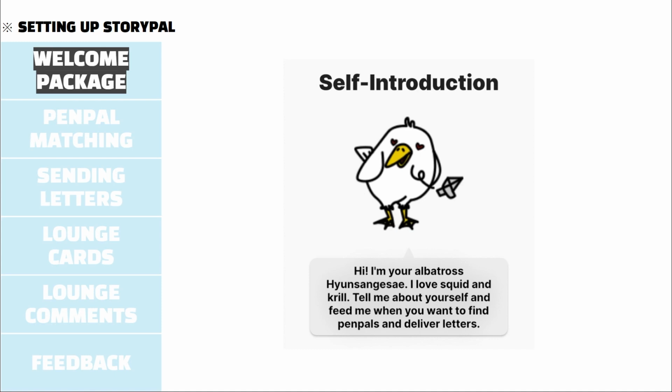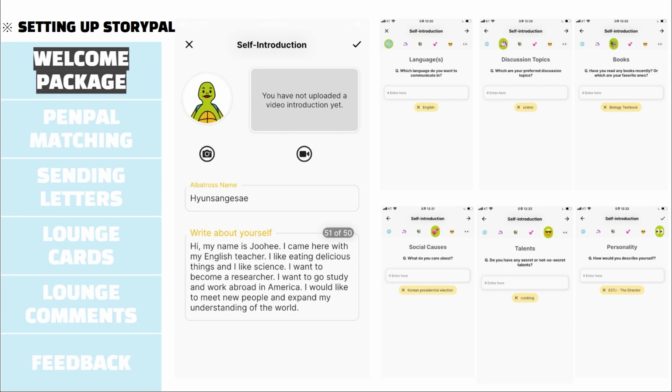Well, isn't that sweet? The next thing we need to do after hatching our albatross is fill out our self-introduction, our own profile. So we can upload a photo, we can add a video introduction if we want to, we can change our albatross's name, because the albatross's name does show when people visit your profile. It's not your name, but it shows what you've named your albatross. And then you write your personal introduction here.